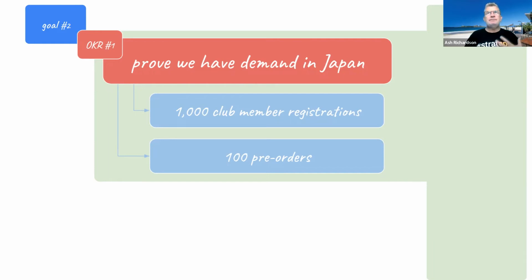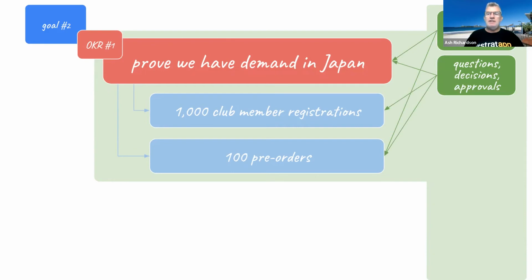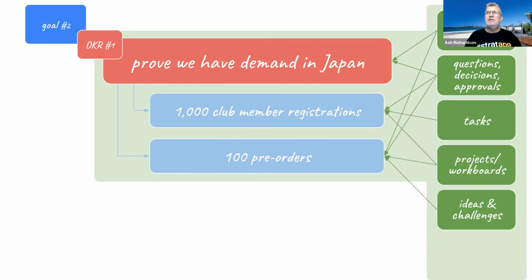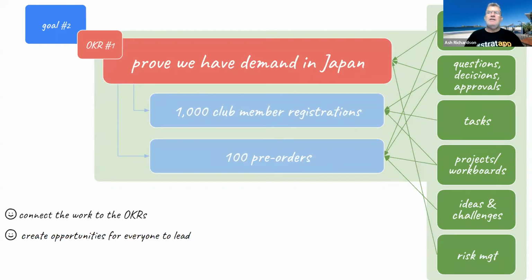So when you think about it, day to day, you're going to have meetings. You're going to be interacting with questions, decisions, approvals, requests, things people need to be aware of, tasks, projects, ideas and challenges, risk management, all taking place through the quarter as you're trying to execute these OKRs. And if you can connect the work to the OKRs, then you'll actually have success with the execution, right? So the speed of decision-making, the clarity, nothing going off track, everything moving really, really quick.